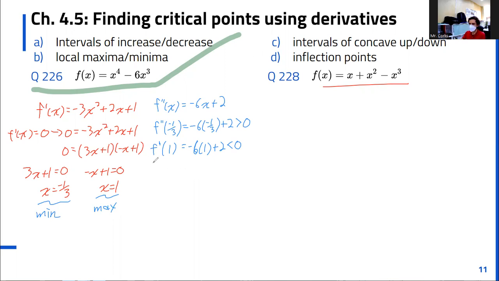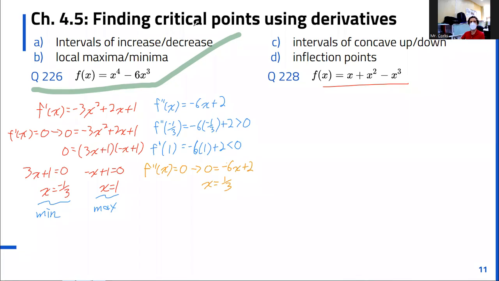Next part, we'll look for inflection points. So we set our second derivative equal to 0. And when it is equal to 0, so then yes, 0 is equal to negative 6x plus 2, and rearrange and solve here. So x is equal to 1 over 3.